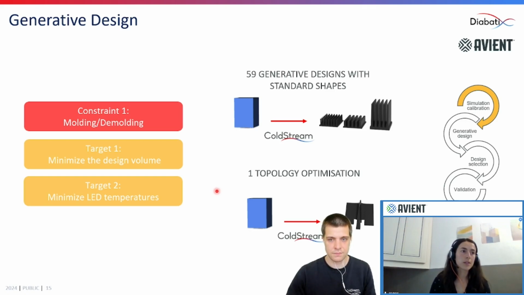We did two different studies in CoreStream, one called generative design and one called topology optimization. With generative design, we are able to get around 60 designs that are really standard shapes, iterating on fins and pins to get to our criteria. The topology optimization this time is giving only one design, but that can have unconventional shapes. So it's more creative, and that will really do a topology optimization, as we know.